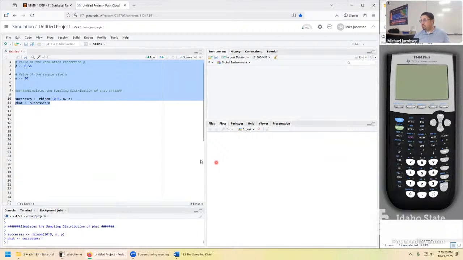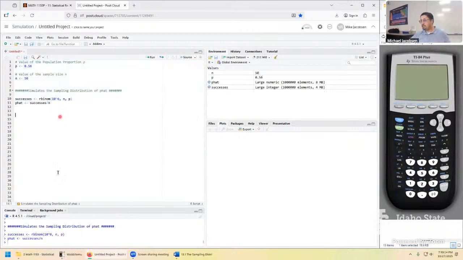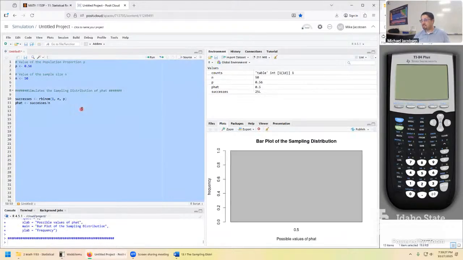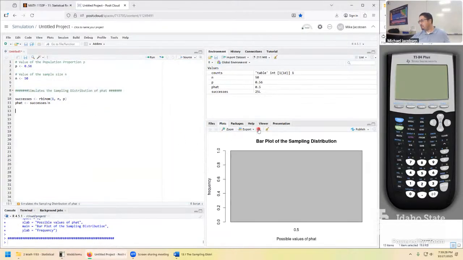So if I run all of this, my p hat value is supposed to be somewhere here. P hat came out as, hang on, let me try one more time. And let me close that.